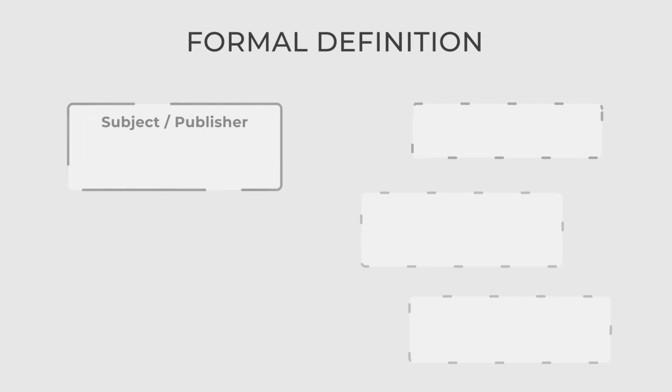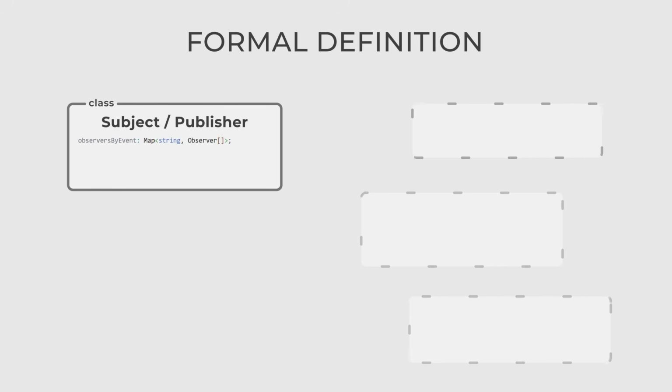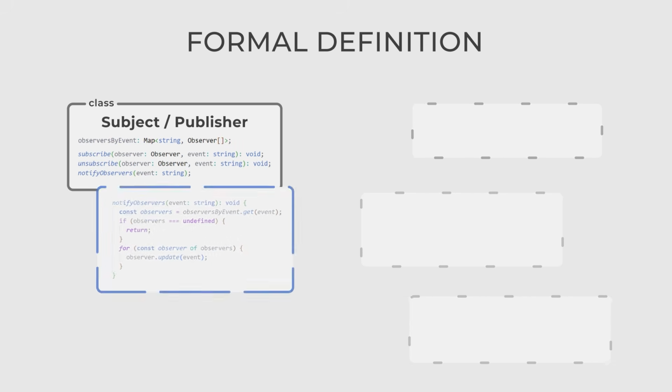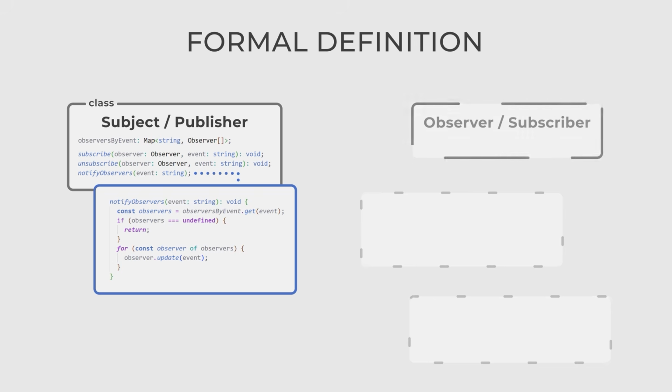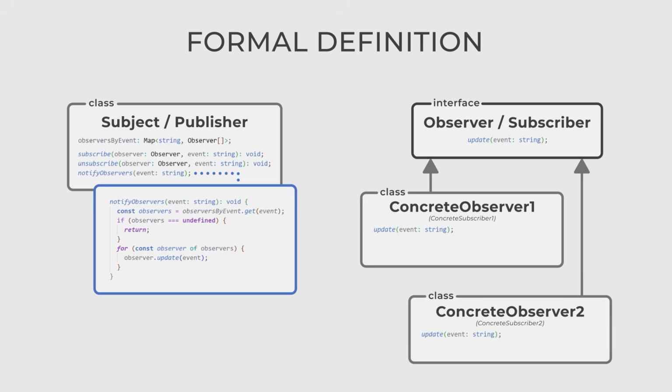Here, we have 3 actors. The first one, the subject or publisher, is a class that maintains a list of dependent observers and notifies them of any state changes. It provides methods to attach, detach, and notify observers. The observer, or subscriber, is an interface that defines the update method to be called when the subject's state changes.